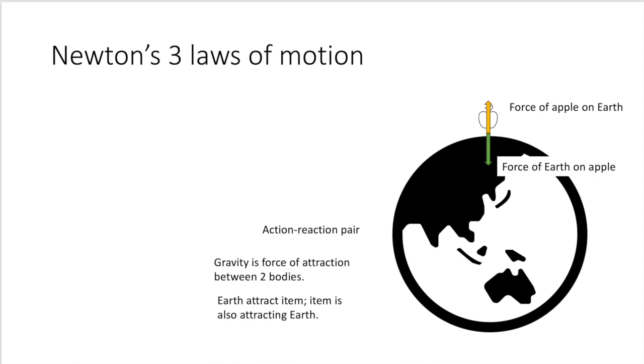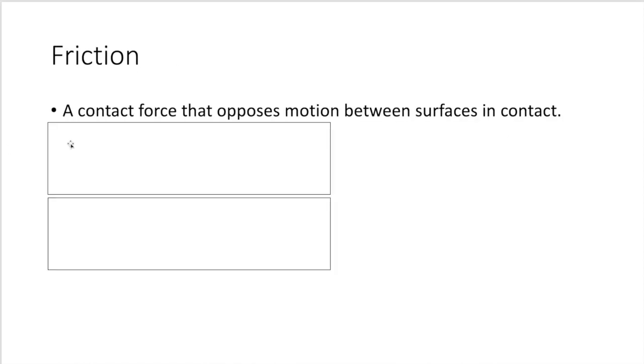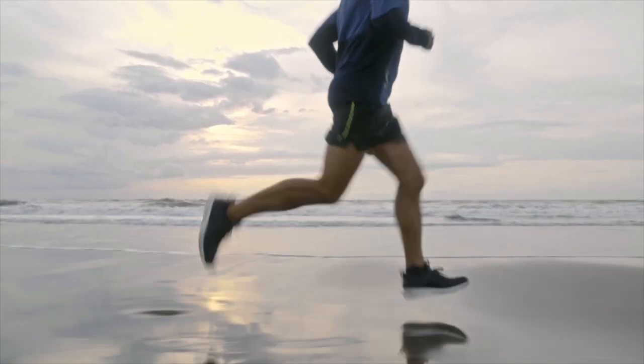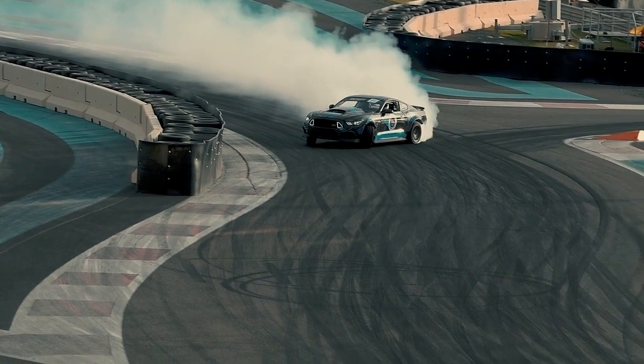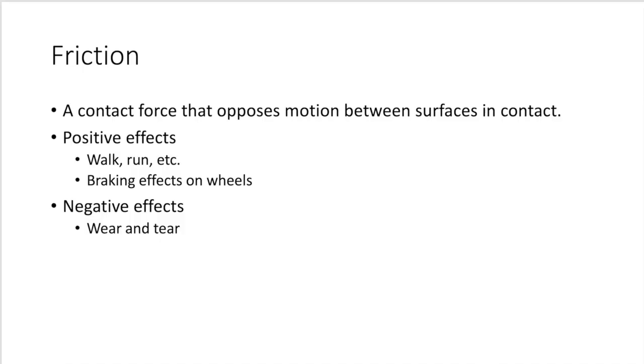Okay, so next we look at friction. Friction is a contact force that opposes or tends to oppose motion between surfaces in contact. So we apply friction in walking, running, braking, but of course there is also a cost involved: wear and tear of shoes, and also car parts, braking pads.